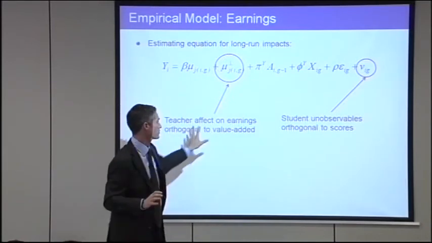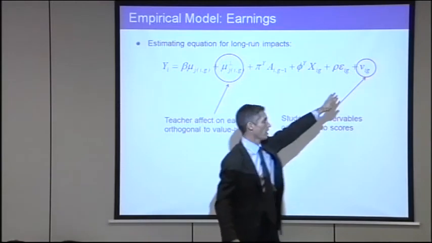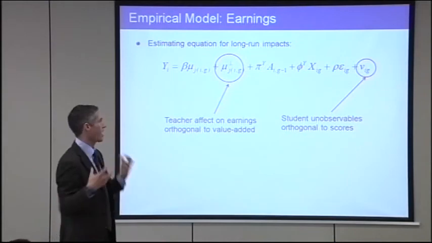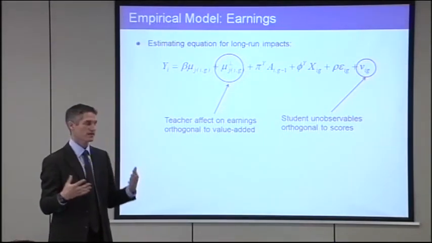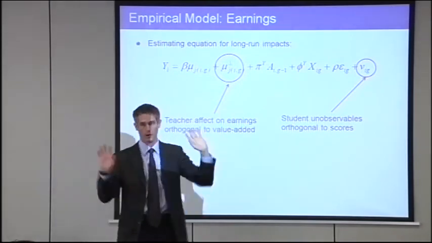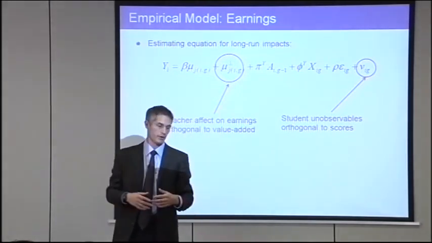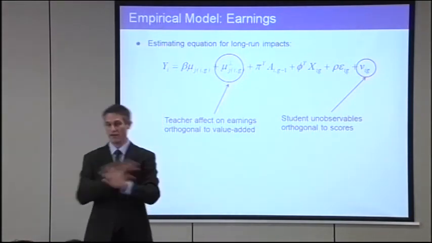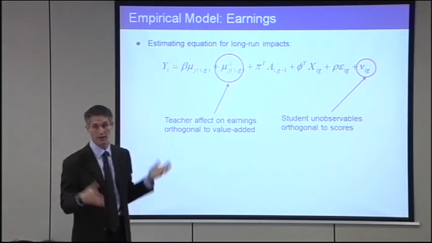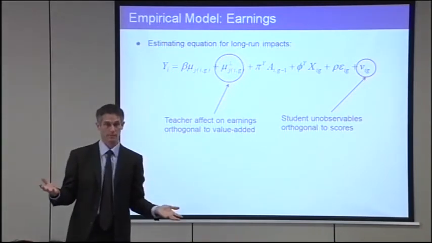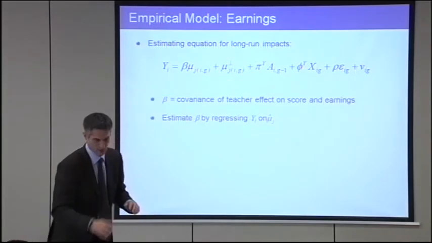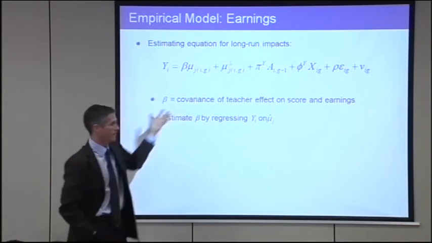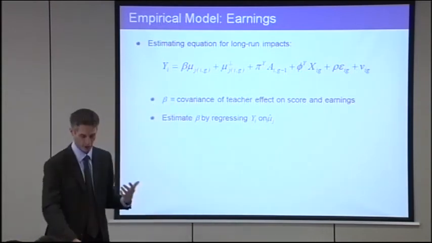Okay. So that's one thing. And then the other thing is we have this new unobservable term, which is student unobservables that are orthogonal to scores. That is, other reasons I make more money that are uncorrelated with my test scores. Like, I don't know, my dad owns a factory, and I get a job in the factory. And if that has nothing to do with whether I do well on tests or not, but it will affect my earnings, that's important. Okay? So, the beta term here, the relationship between value added and earnings, that's just the covariance. Okay? And that's just going to come out of the regression.